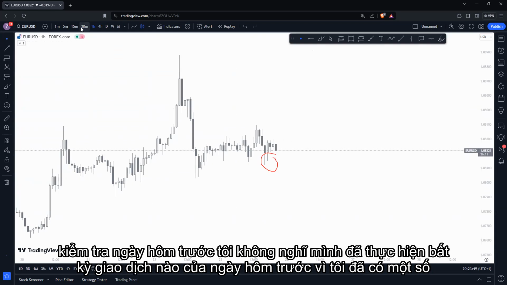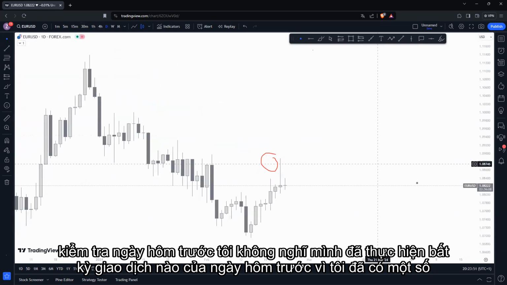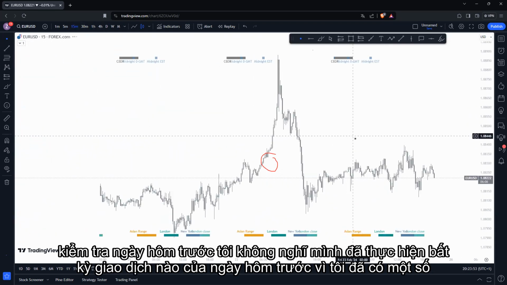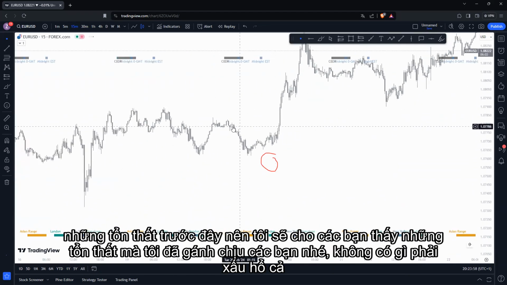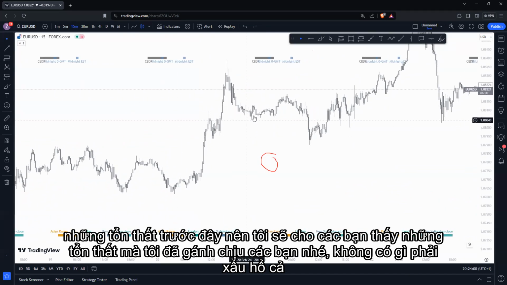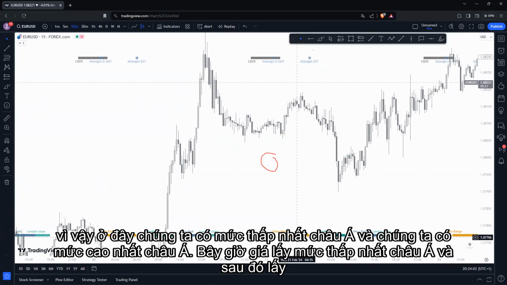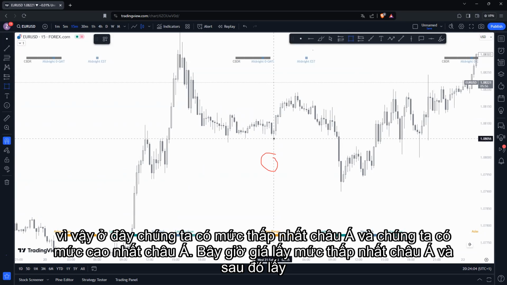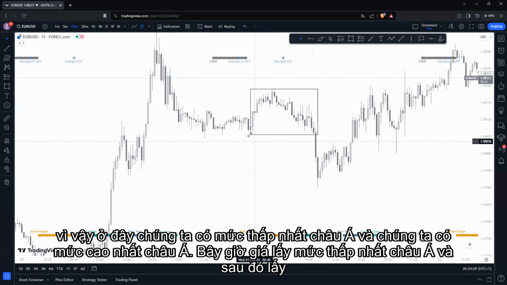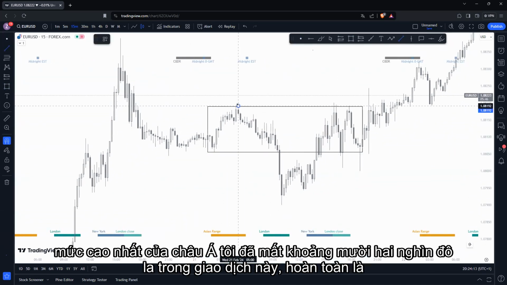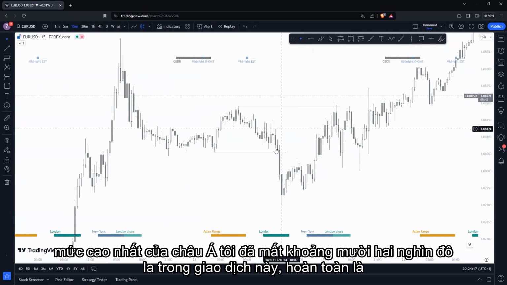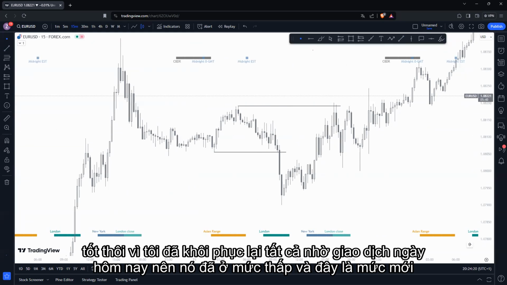Now let's backtest the previous day. I don't think I took any trades the previous day because I had some losses before. So I'm gonna show you the losses that I took, guys. Okay, there is no shame in that. So here we had the Asian low and we had the Asian high. Now price took the Asian low and then took the Asian high, right? I lost approximately $12,000 on this trade, which is totally fine because I made it all back up with today's trade.